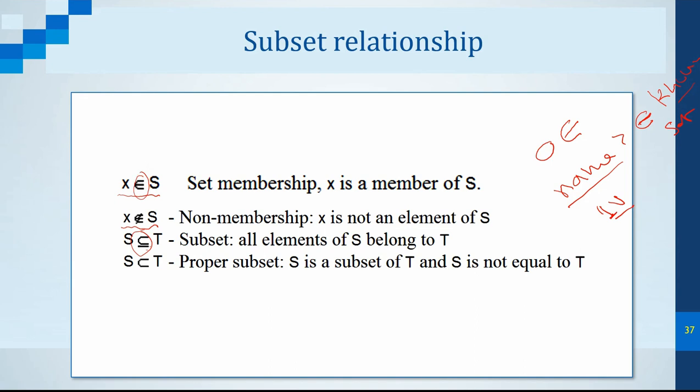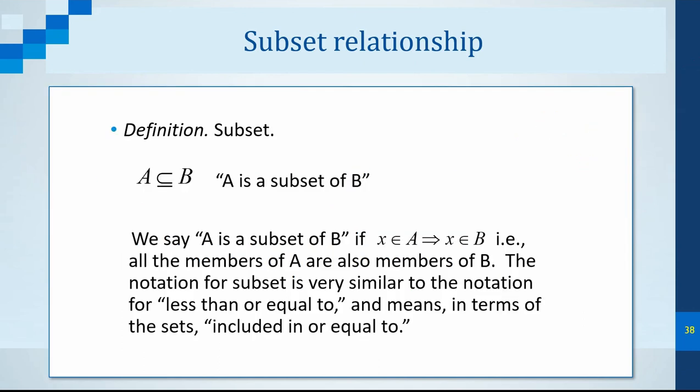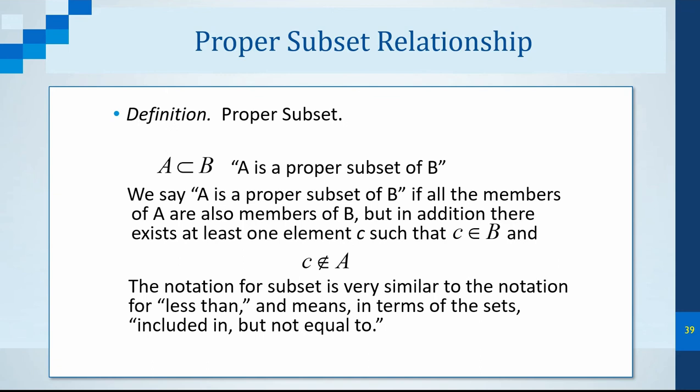This is proper subset: S is a proper subset of T and is not equal. It is a subset of T, but it's not exactly equal to this set. So here is how to use it, and the output is always true or false. That's why we have to use it in the predicates, in the conditions. We also have the proper subset, this one. These are just some examples.